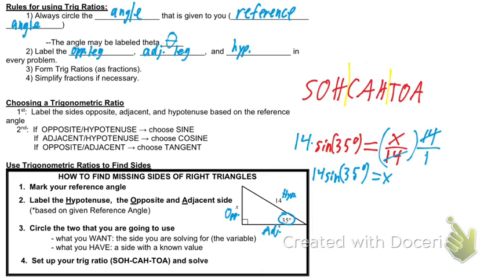Now, let's say to 2 decimal places, to the nearest hundredth, what do we get for x approximately? 8.03. Did anyone not get that to the nearest hundredth? If you did not get that, raise your hand now so I can help you get that.